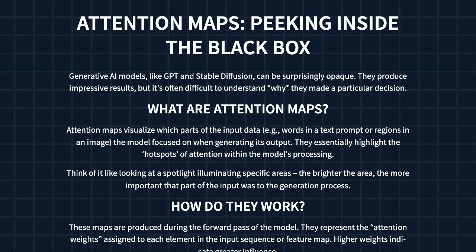Okay, so generative AI models are powerful but sometimes feel like black boxes. That's where attention maps come in. They're a way to take a peek inside and see what the model was actually paying attention to when it created something, whether that's text or an image. Essentially, they highlight which parts of your input were most important for generating the output. In text models like GPT, they show you which words in your prompt were driving the prediction of the next word. And with image generators like Stable Diffusion, they illuminate the key elements you asked it to focus on. It's a really valuable tool for understanding how these complex systems work and potentially improving their performance.